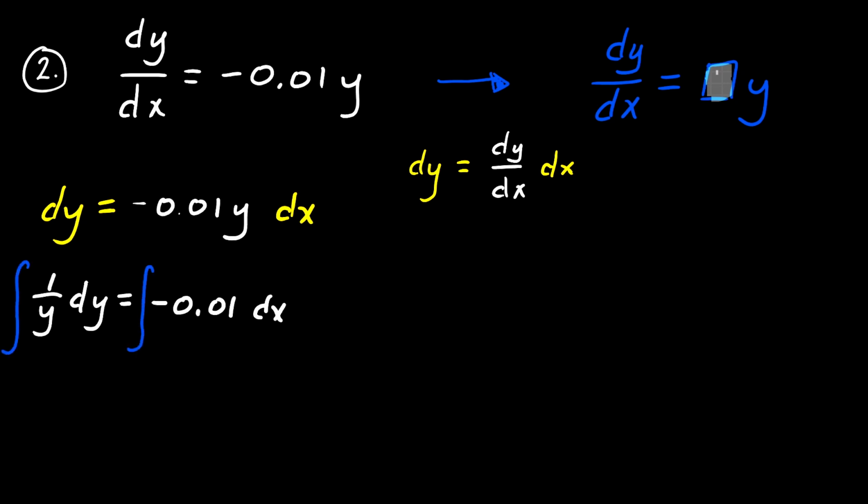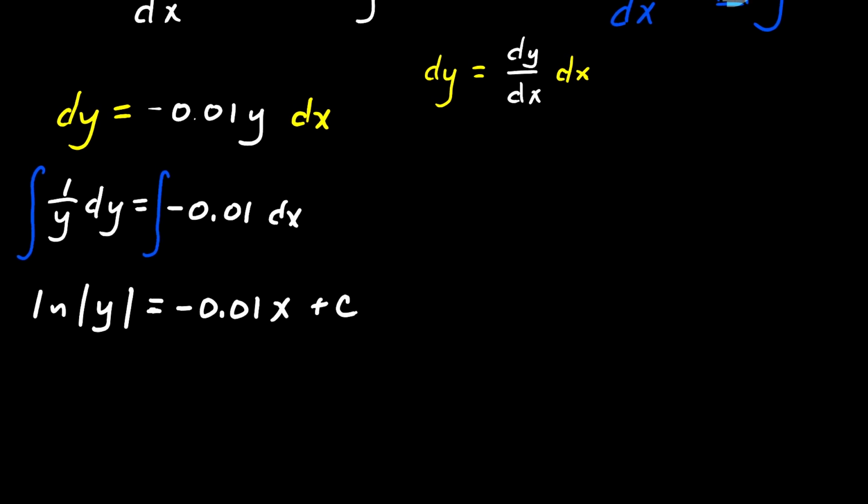In integrating 1 over y, you should recognize that as ln of the absolute value of y because of the domain restrictions. And that's going to equal negative 0.01x, and again, we have plus C. In solving for this, we would exponentiate both sides. So when I exponentiate both sides, that leaves me with the absolute value of y equaling e to the negative 0.01x plus C.